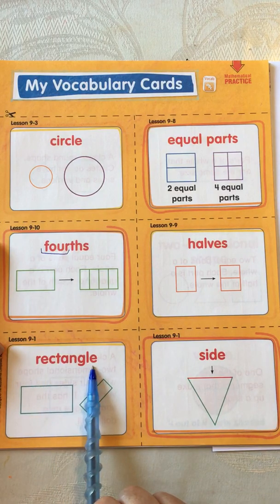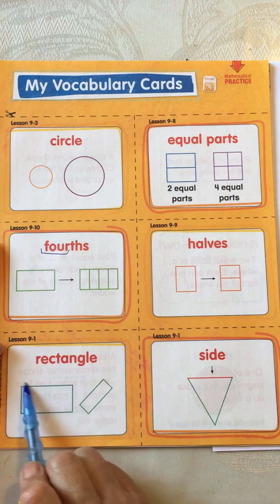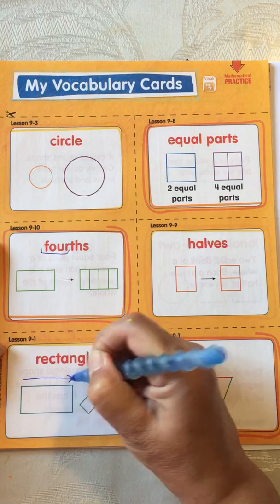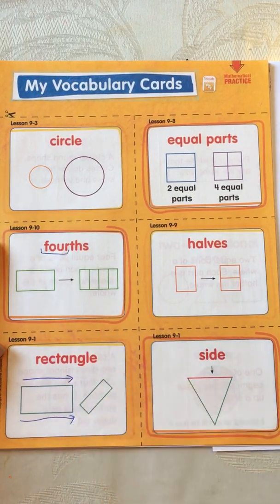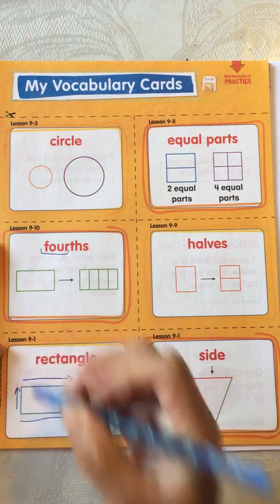Rectangle. A rectangle is a closed shape with 2 big sides and 2 little sides.